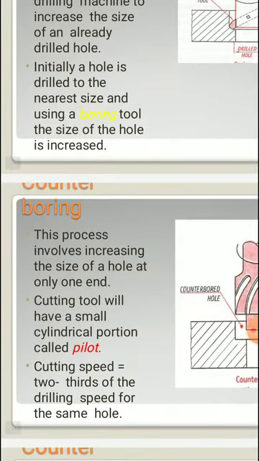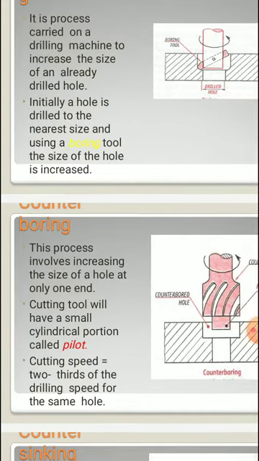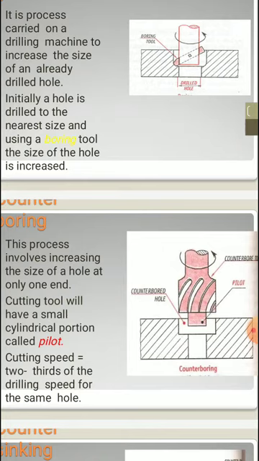So what actually is this process? It involves increasing the size of the hole only at one end, and the cutting tool has a small cylindrical portion called a pilot. The cutting speed is 2/3 of the drilling speed for the same hole. The speed used for counter boring is made 2/3 of that used for the drilling operation.